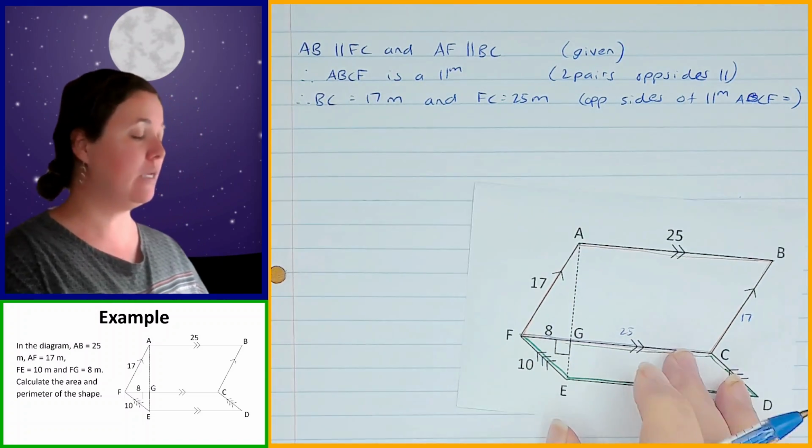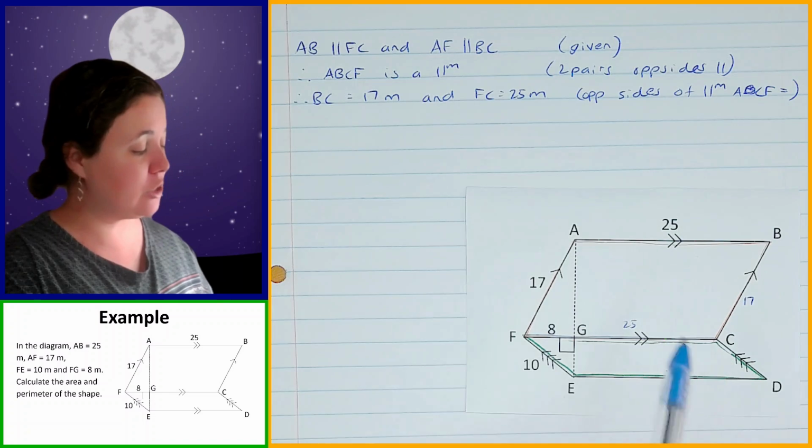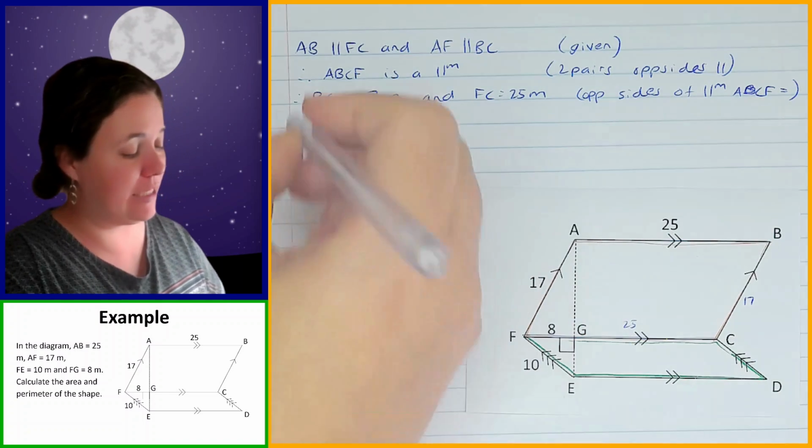Okay, once I've done that, I can go and identify what the other quadrilateral is. So that's FCDE. So they've told me that FC is parallel to ED.